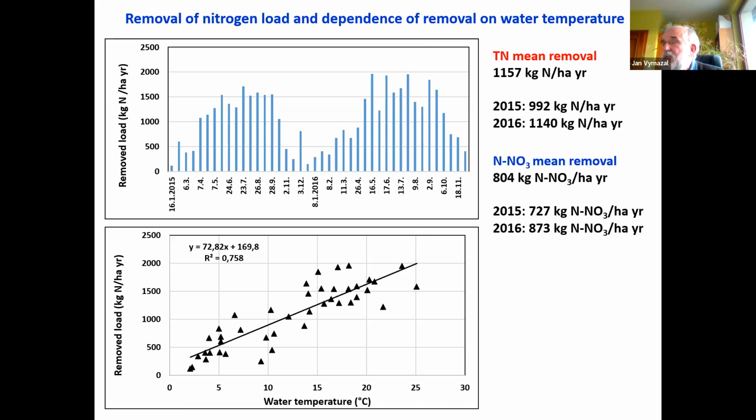And this ditch actually never got completely frozen. So there's always been a flow.